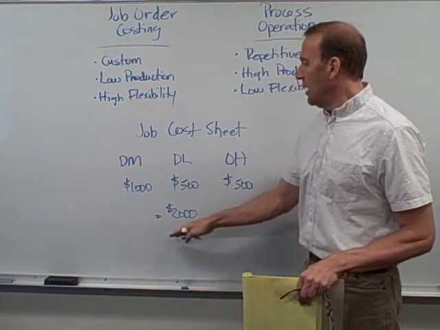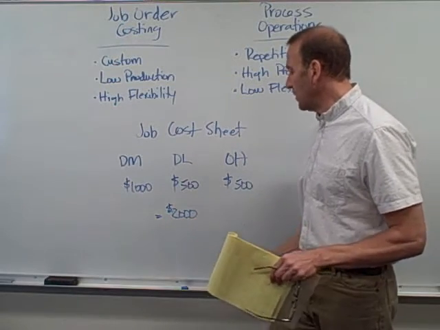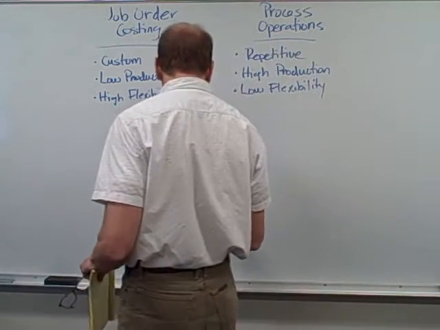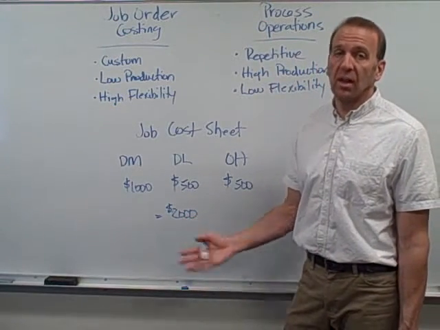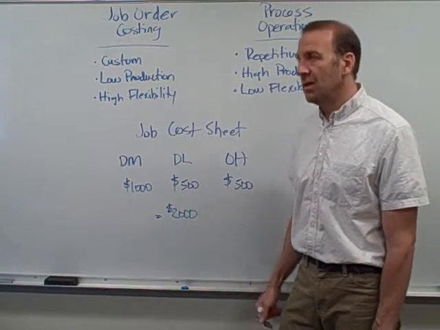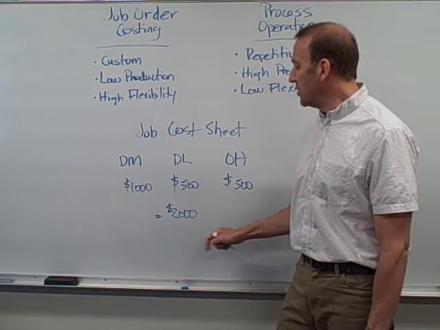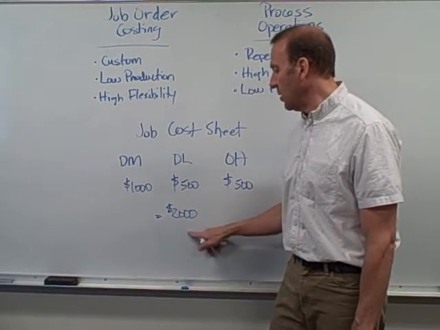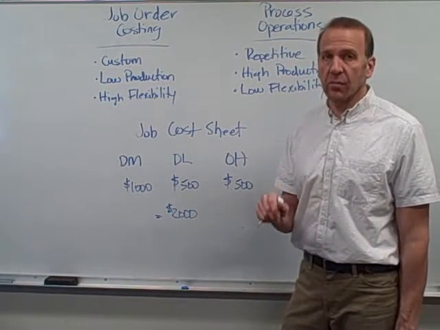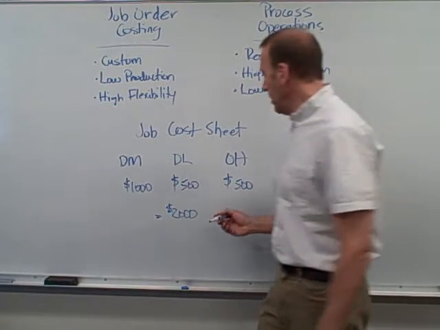All right, so in my example, we have $2,000 in costs, and let's say that if we manufactured one table, then that one table costs $2,000. So we're gonna sell it for more than $2,000. If we sold one table, this would be the cost associated with it, and we would sell it for, I don't know, $3,000, okay?